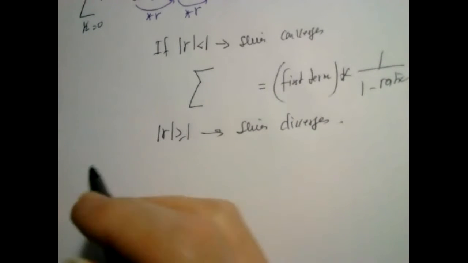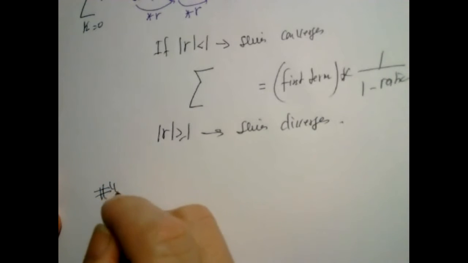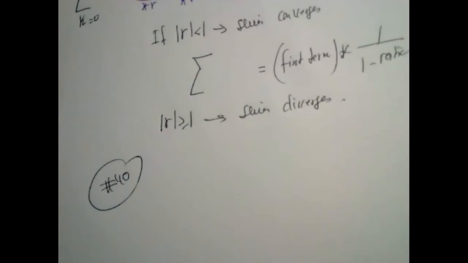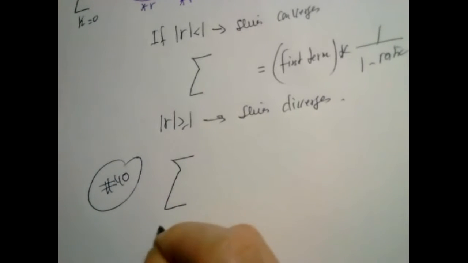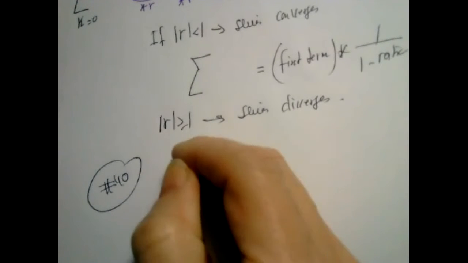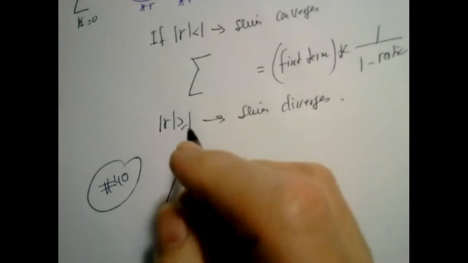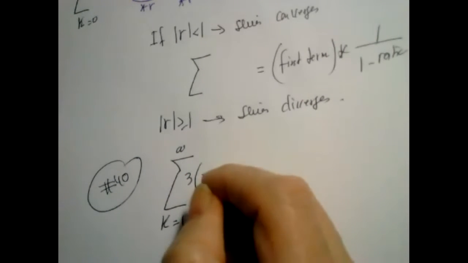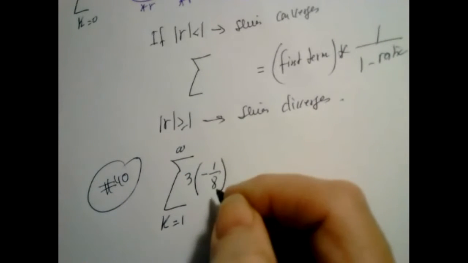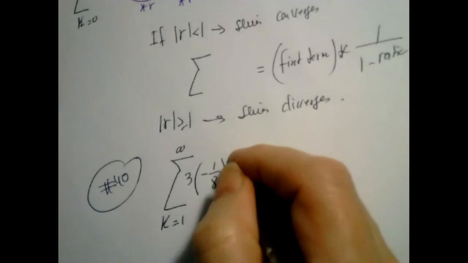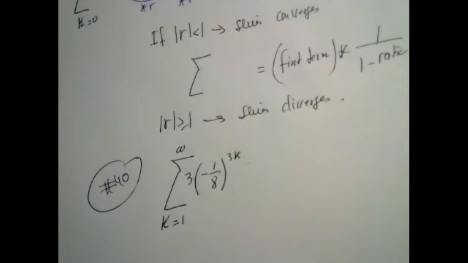So I will look at your problem, number 40. All right, so we have the following sum: the sum from k equals 1 to infinity of 3 times minus 1 over 8, the whole thing to the 3k.